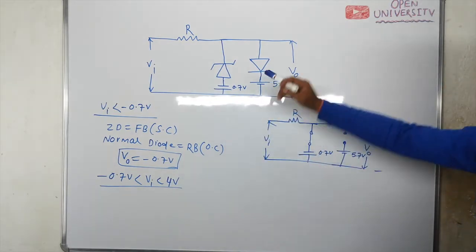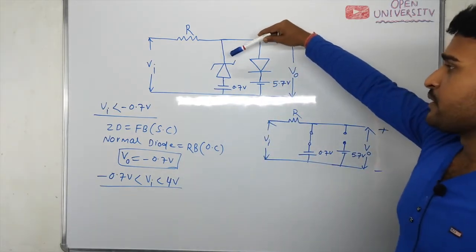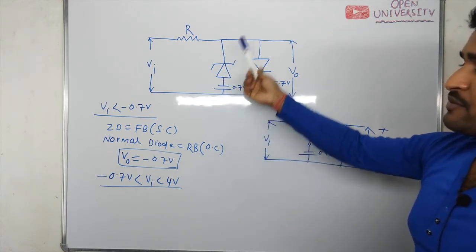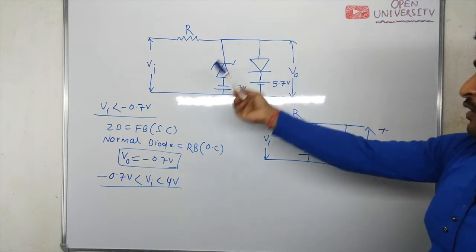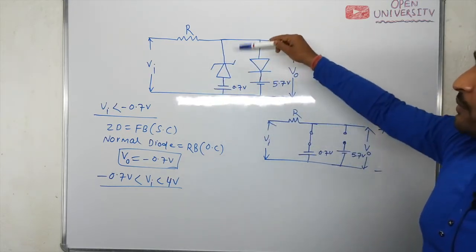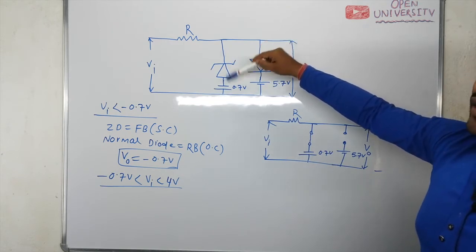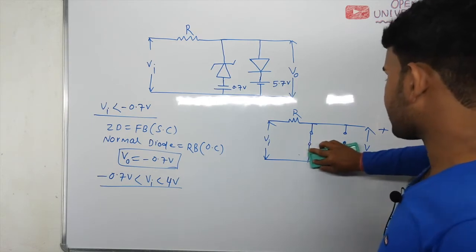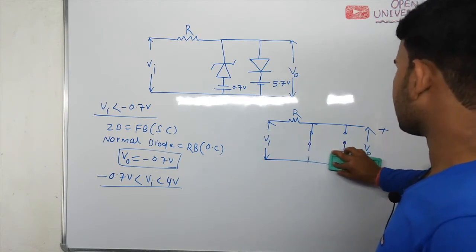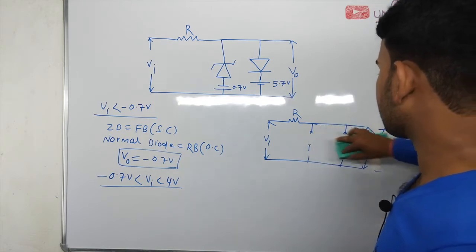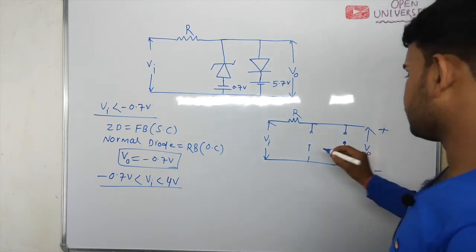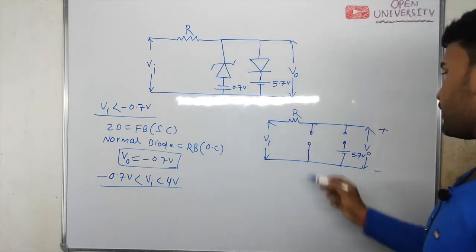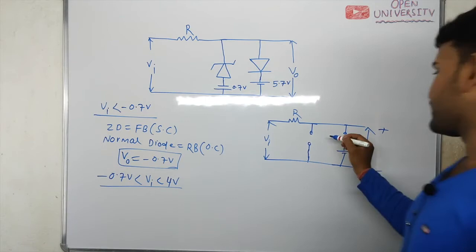See, when input voltage is positive, we will not consider this cut-in voltage. Cut-in voltage will be considered only if the Zener diode becomes forward biased. But if you apply positive voltage, then the Zener diode will be reverse biased, so in that case cut-in voltage will not be considered. If you do not consider the cut-in voltage of the Zener diode, then what is the voltage available at this point? VI.